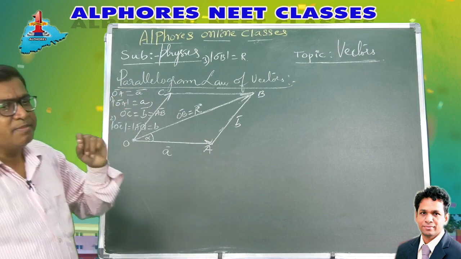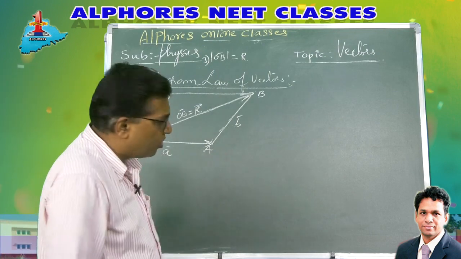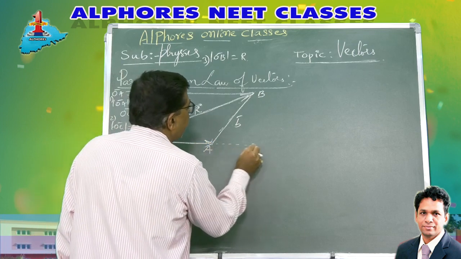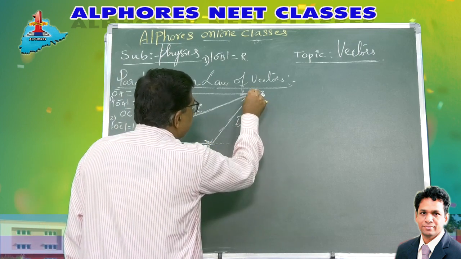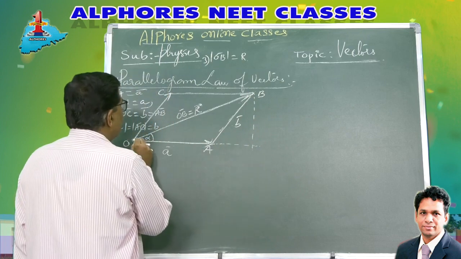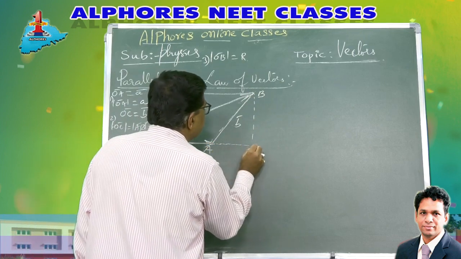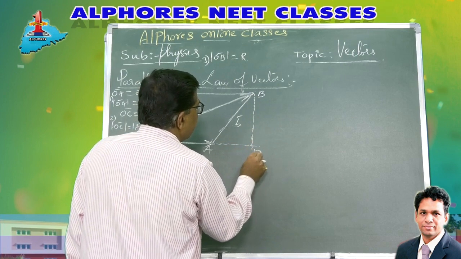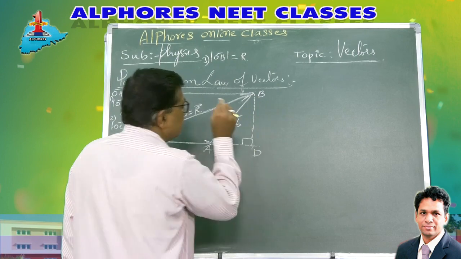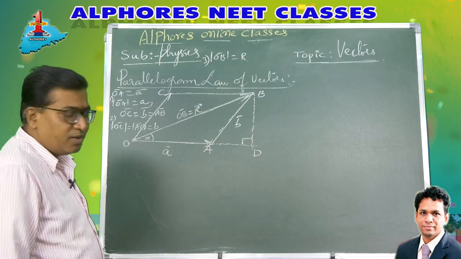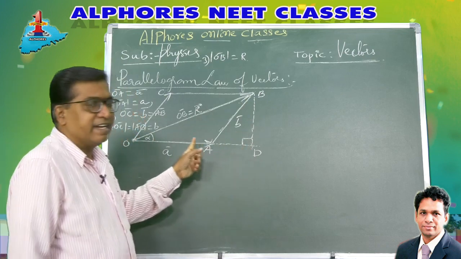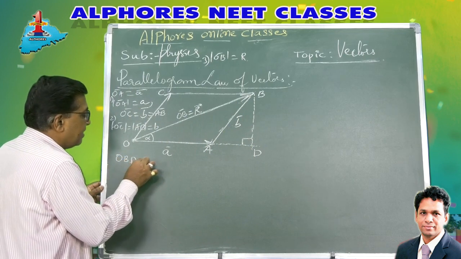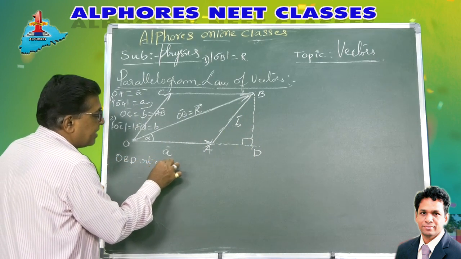Now in this one, let us make a small construction. Extend this line OA and drop a perpendicular from B. So I am extending this line OA like this and dropping a perpendicular from B. Now both meet at a point D. This is a right angle. Now from the figure, OBD is a right angled triangle.